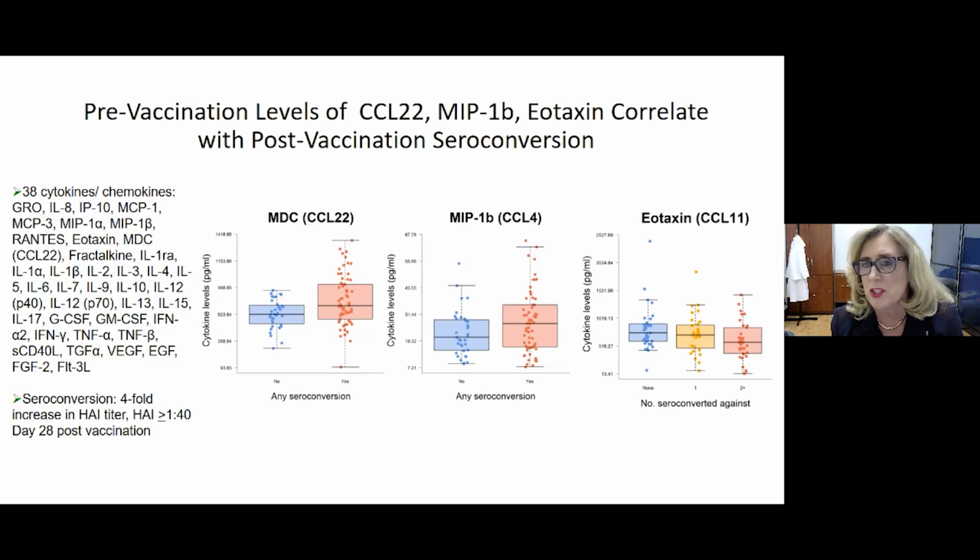We found pre-vaccination levels of CCL22, MIP1 beta, and eotaxin correlate with post-vaccination seroconversion. Any seroconversion event or the number of seroconversion, again, higher levels of CCL22 and CCL4 correlate with seroconversion, and lower levels of eotaxin, eosinophil recruitment, is associated with the lack of seroconversion to the number of strains. Can I have the next slide, please?